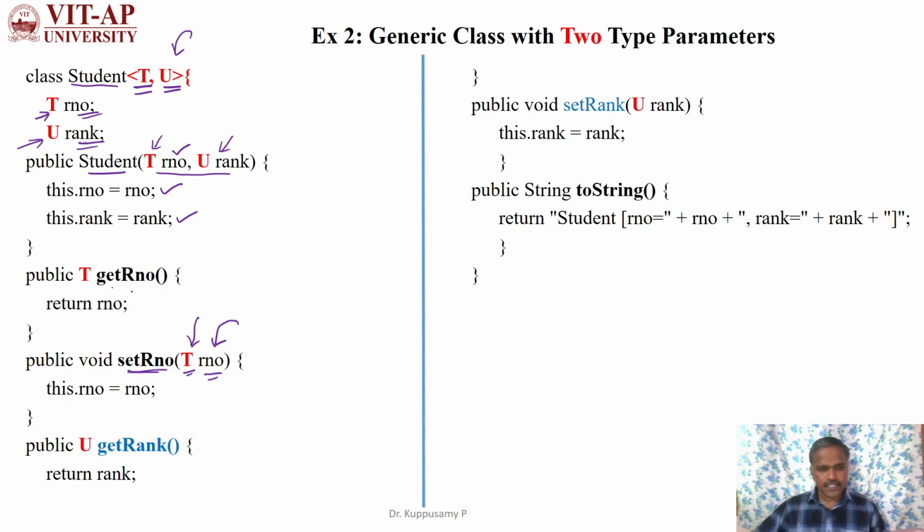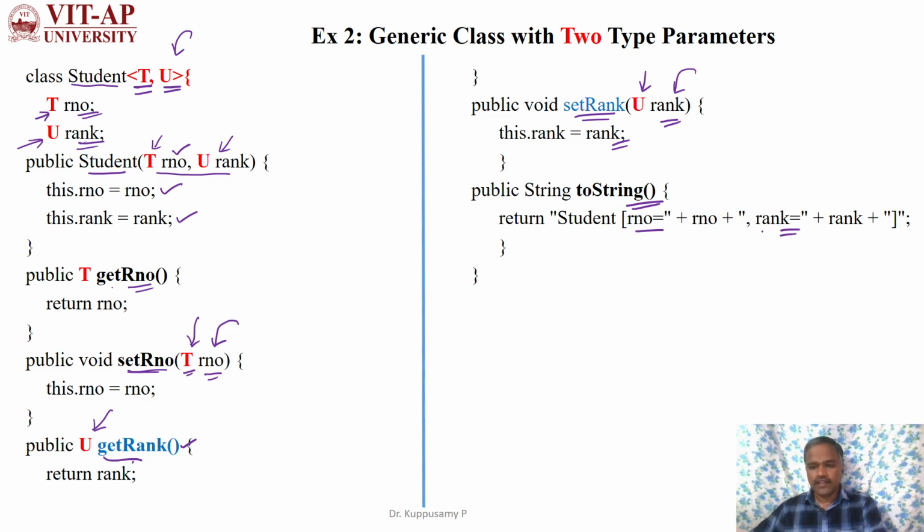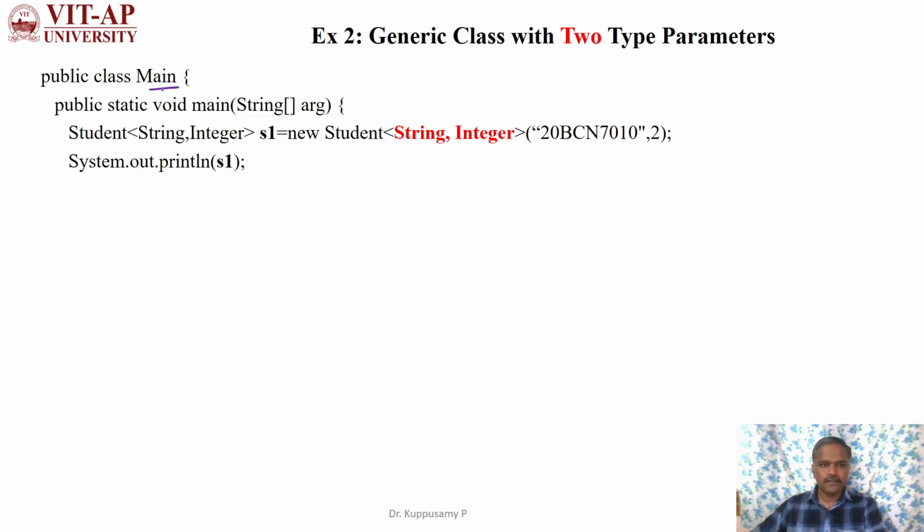Then for accessing the roll number we are using the get method. For rank also we are receiving the data to assign the value to the rank variable. Here the rank uses the data type U, and we access those values using the getRank method. The data type of that value will be object type U. Then as usual we are overriding the toString method by a user defined method, which returns the roll number of the student and the rank of that student. Then I am creating the main method here inside the main class.